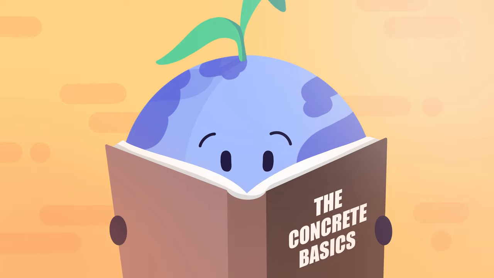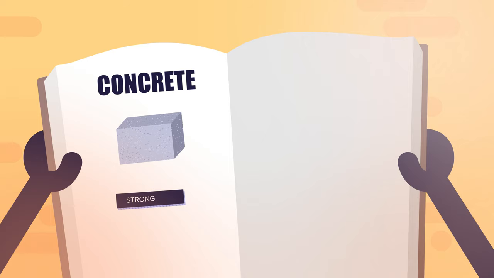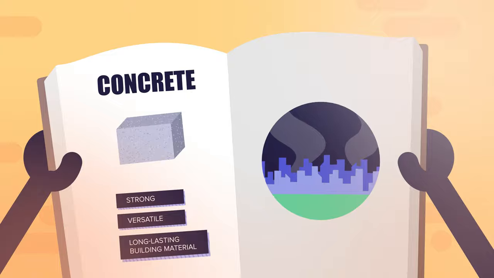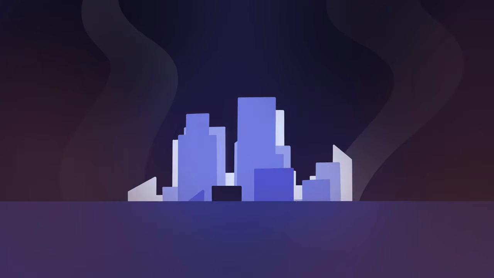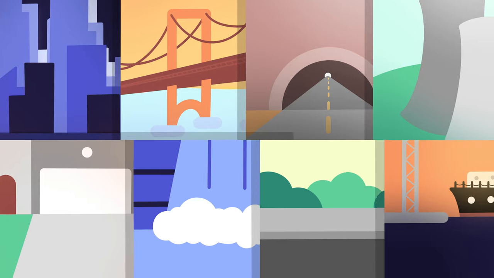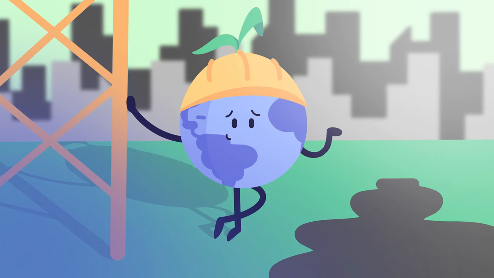Let's start with the basics. What is concrete, and why do we need it? Concrete is a strong, versatile, long-lasting building material that has become a key element for urbanization. We use concrete in buildings, bridges, tunnels, nuclear power plants, driveways, dams, sidewalks, harbors. I think you get the point.